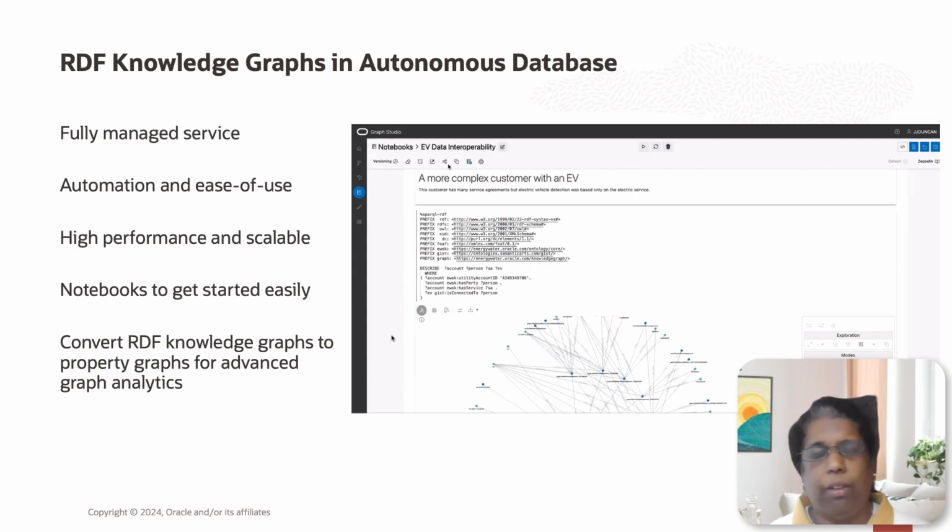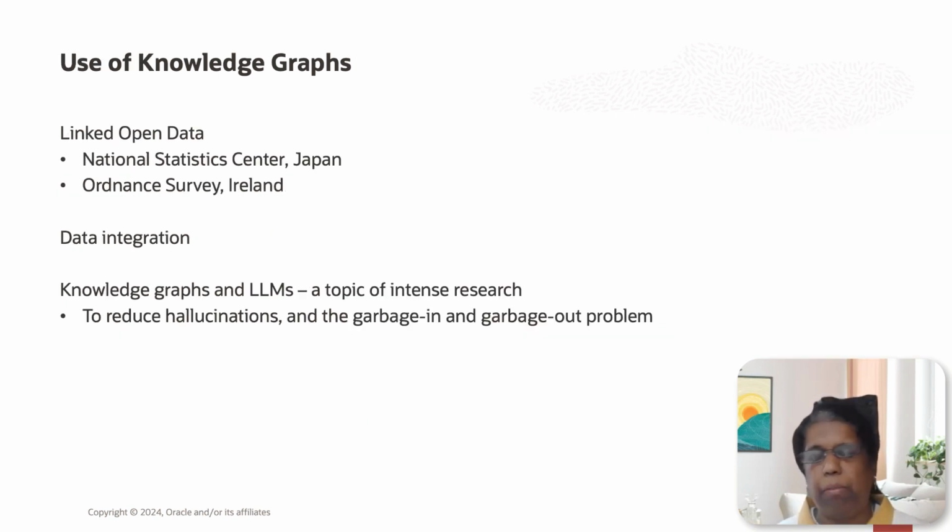And of course, all of this is available in Autonomous Database, specifically in Graph Studio, which is part of the fully managed Autonomous Database service. And then the Graph Studio notebook can help you get started easily with knowledge graphs. There are many different use cases for knowledge graphs.